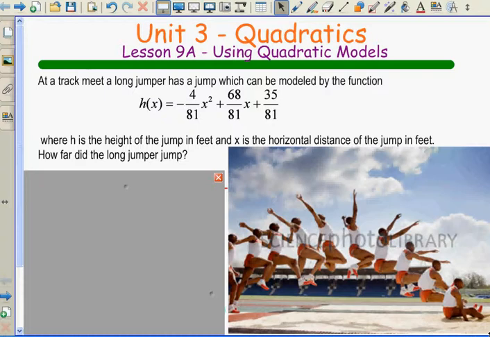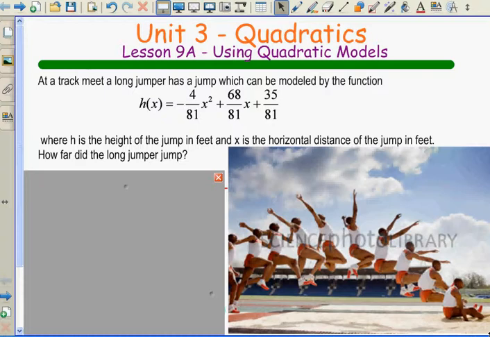So we've got this quadratic that somebody has written for us. The equation is there, where h represents the height of the jump, and x is the horizontal distance. So this is a function that models height and distance. Of course, I want to know how long the jumper jumped.